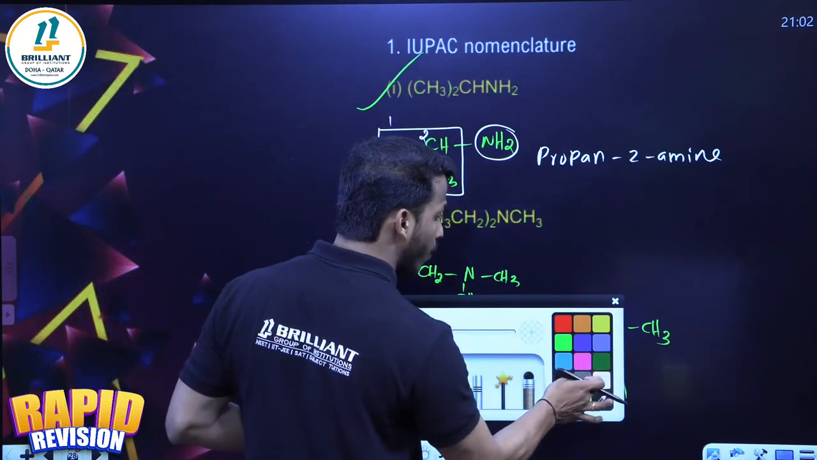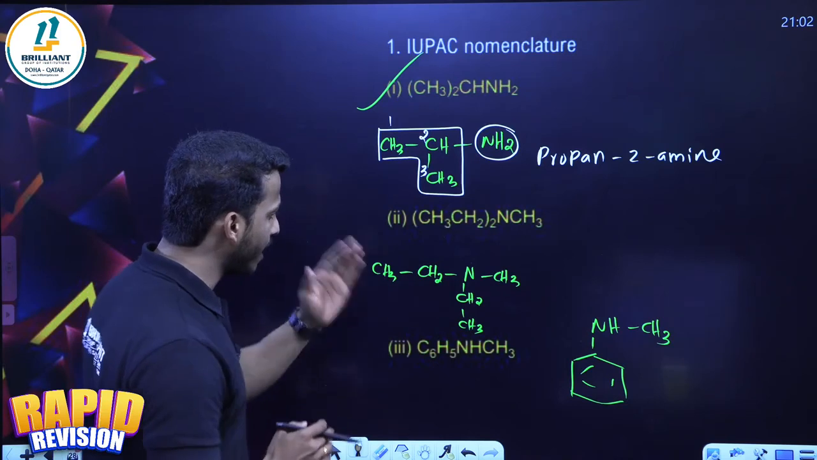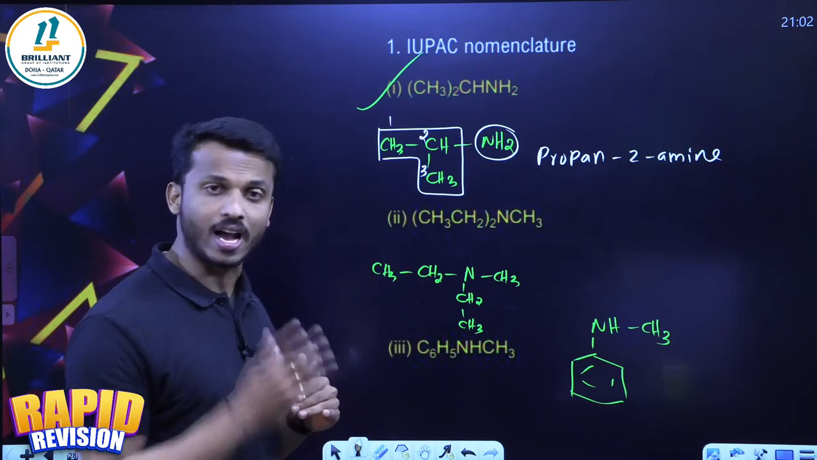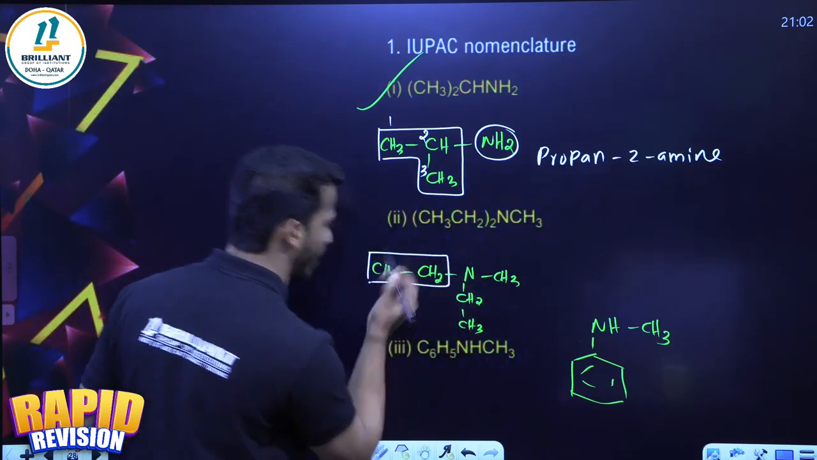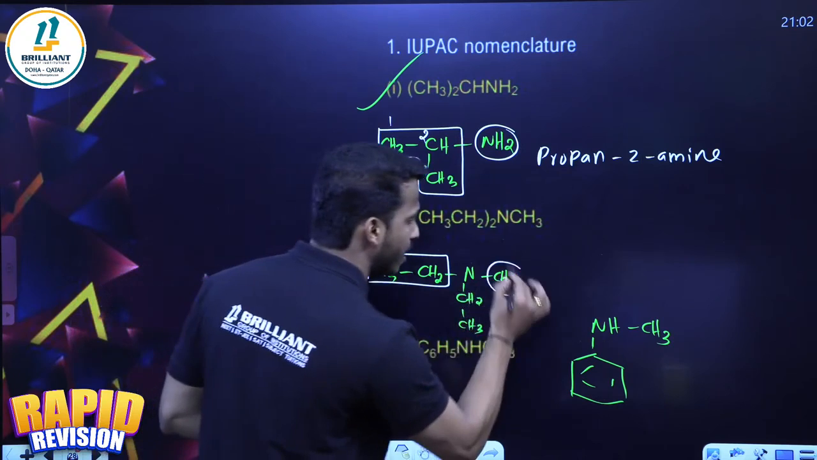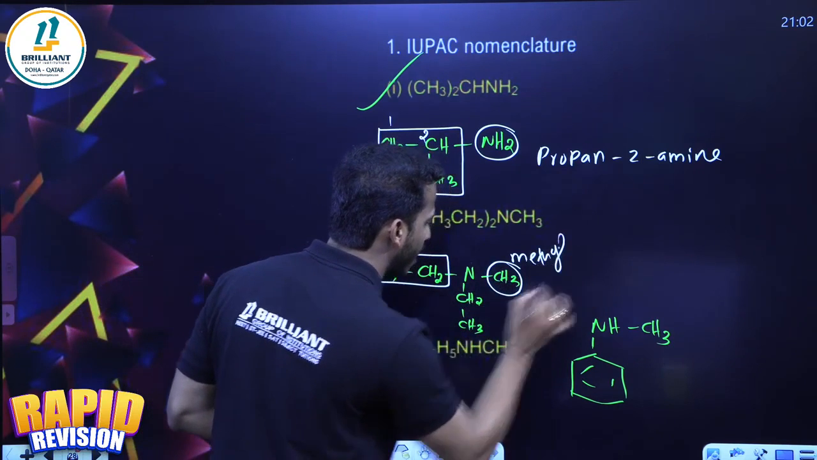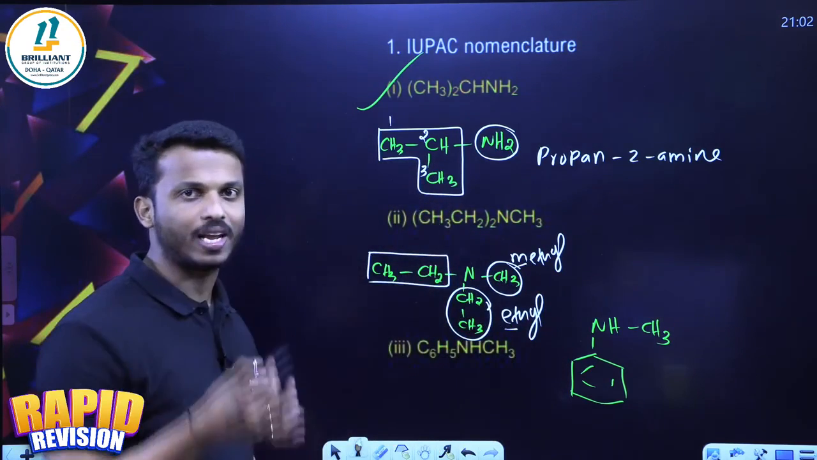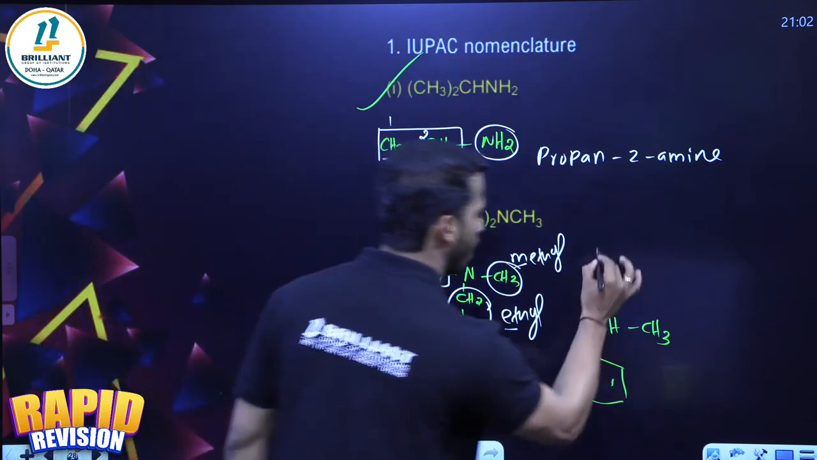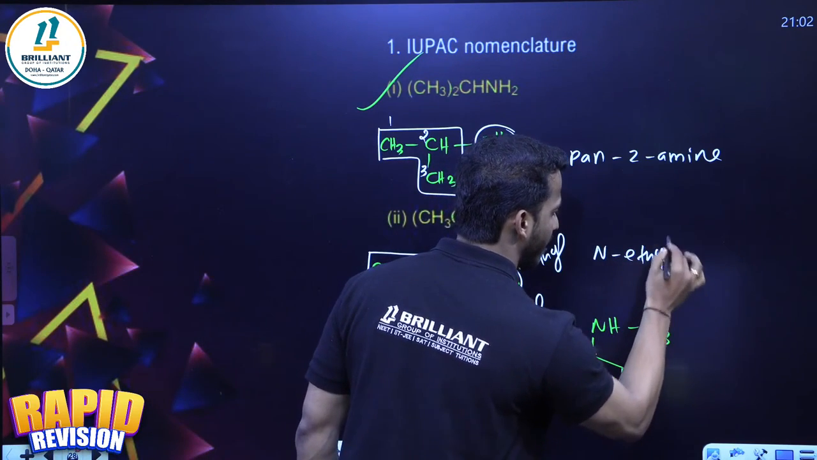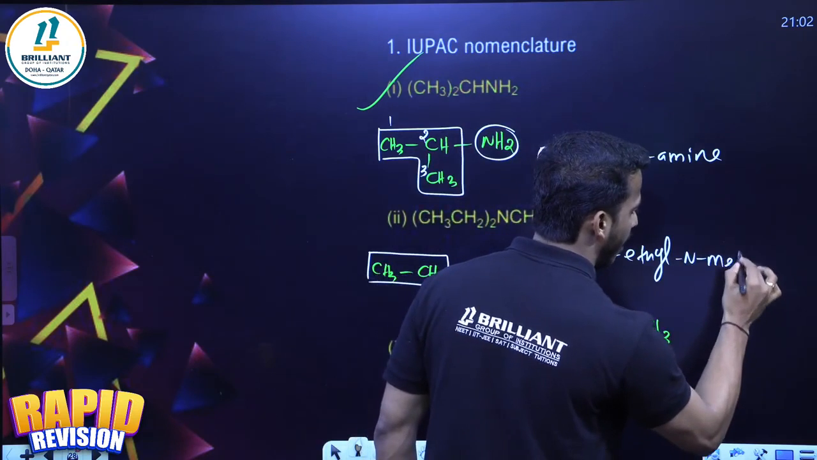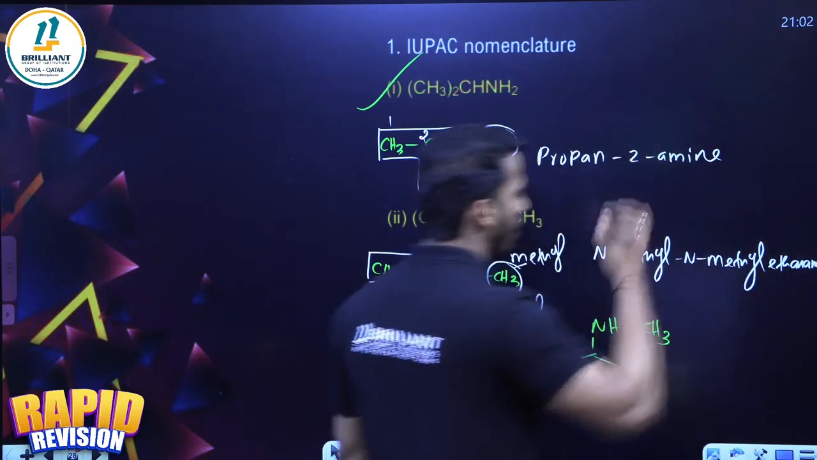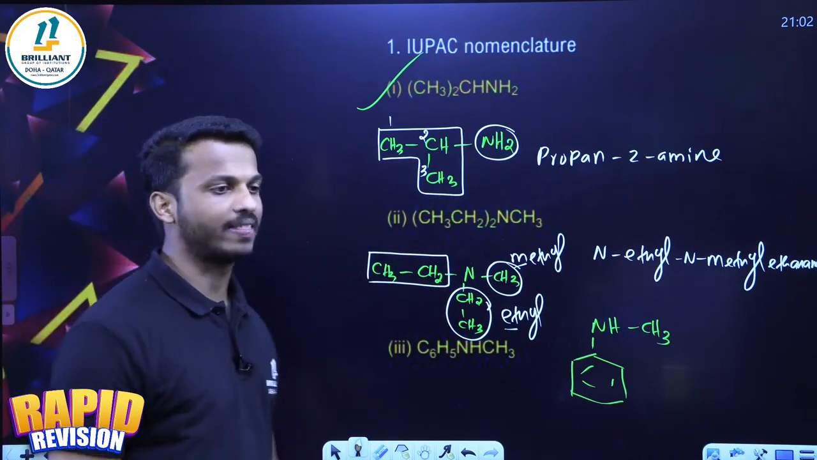In the second compound, which one is the parent chain, dear all? Left side ethyl, down ethyl, right methyl. Yes, any ethyl you can take as the parent chain, right? Let me take this as the parent chain. Then this is a branch. What is the name of the branch? Methyl. This is another branch. What is the name of the branch? Ethyl. Ethyl and methyl, in alphabetical order, ethyl comes first. So what is the name, dear all? Already some of them have given the answer. N-ethyl-N-methylethanamine, right? That's the name.